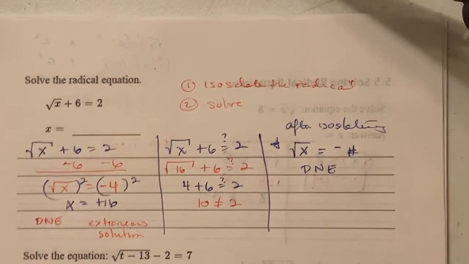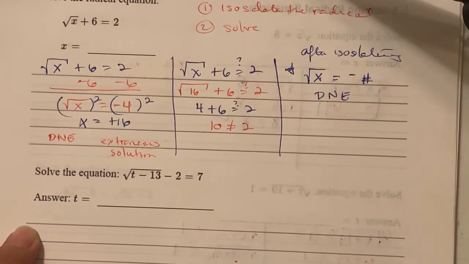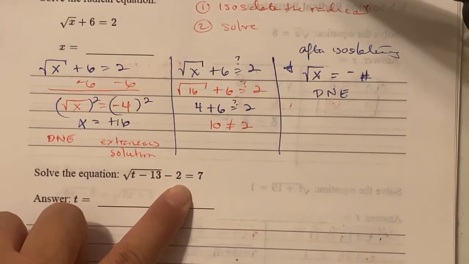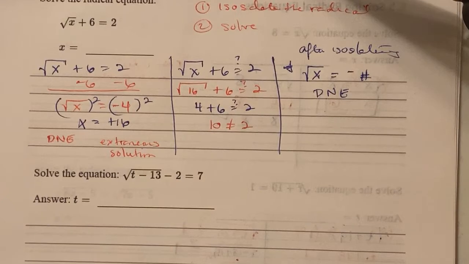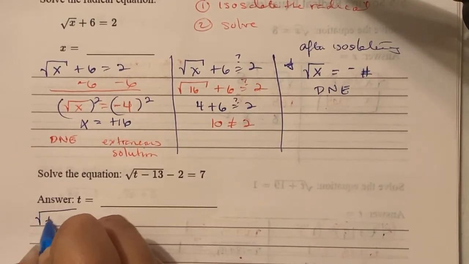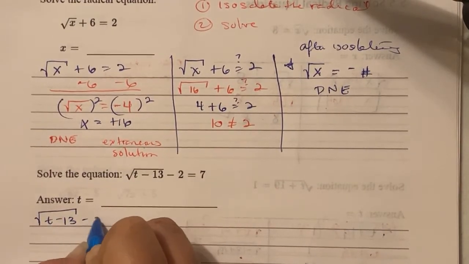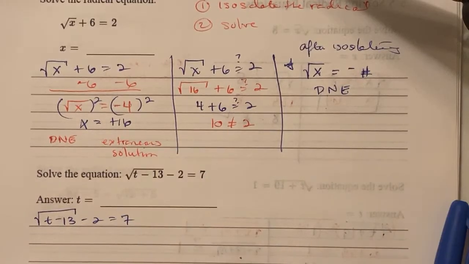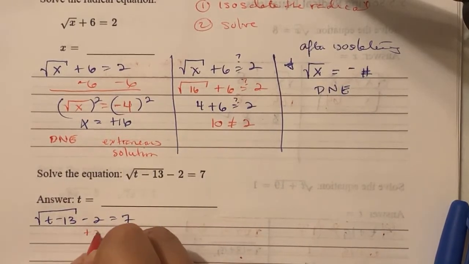Next example says radical t minus 13 minus 2 equals 7. So again, we need to take the original. We need to isolate the radical, so I need to add 2 over.